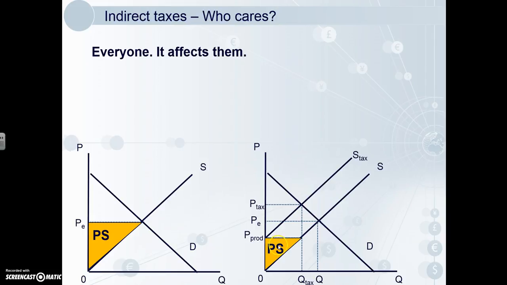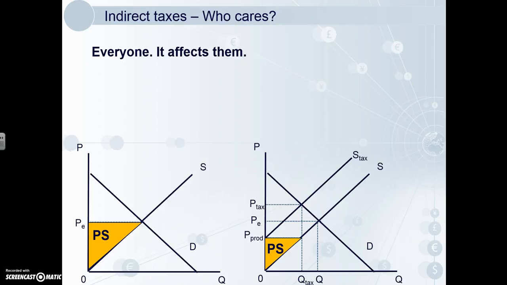This is the producers. P prod is what the producers effectively receive. So they take the initial total revenue, but then they've got to pass the tax on to the government. So all they receive is P prod. And we can see that also they produce less and they receive a lower price for each one they produce. So they get hit from two sides as well.